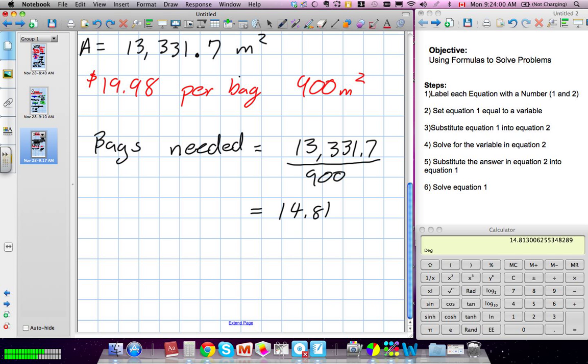So, we have to calculate the cost, which means we've got to multiply our cost per bag, which is $19.98, times the 15 bags. So our 15 bags times $19.98 is $299.70.